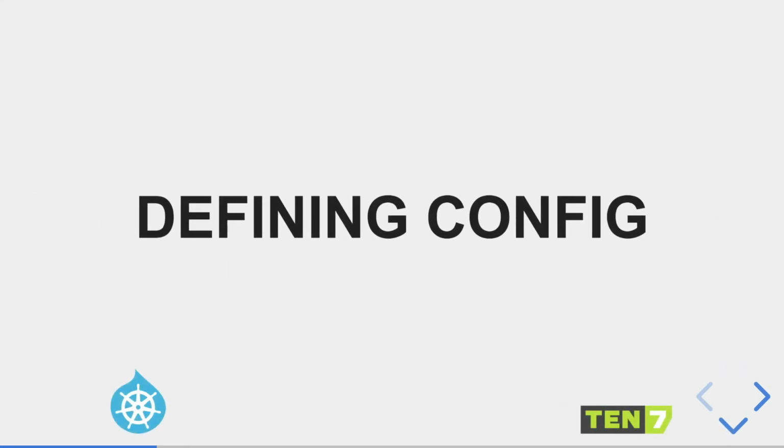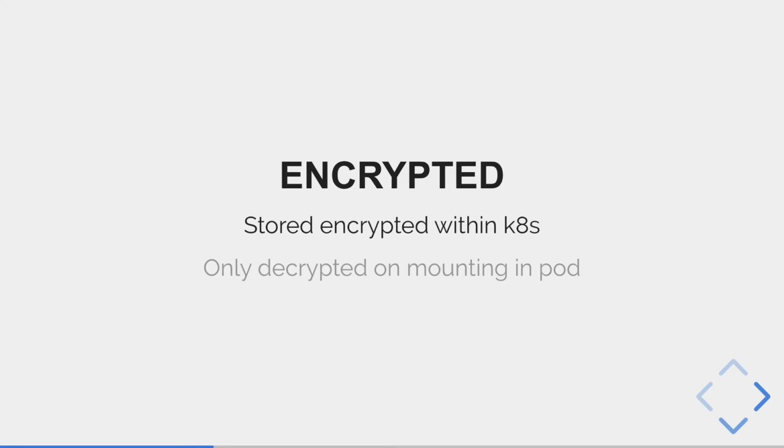So how do we define configuration and solve these problems in Kubernetes? Well, Kubernetes defines them as a secret. A secret stores config values and small files. It's encrypted by default. So every time that you add a new secret, it's encrypted within Kubernetes and is only decrypted when mounted on a pod for use.